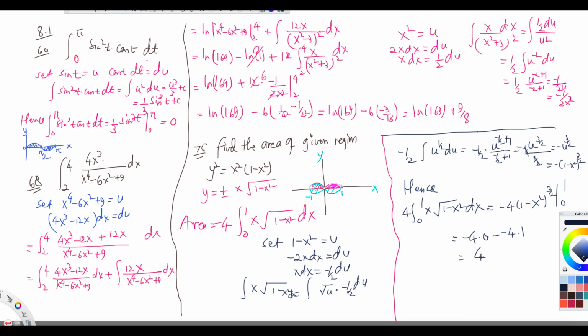So the total area is 4. The whole area is 4. Only this part will have area 1. That is 1, that is 1, that is 1. So the total area is 4. That's how we find the area.